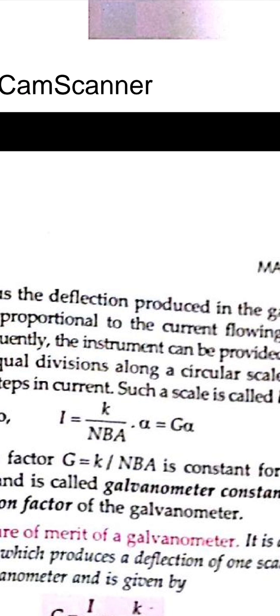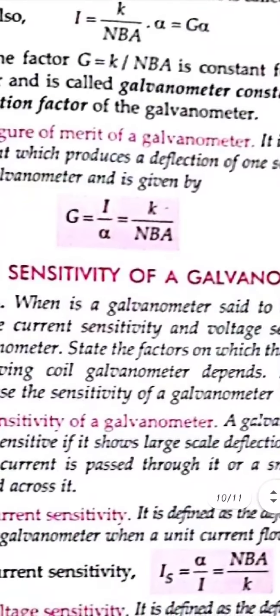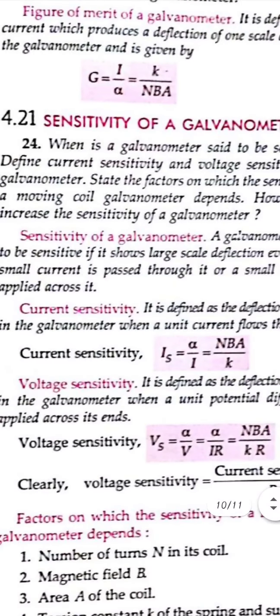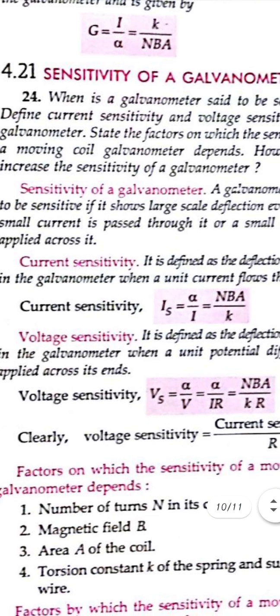Now we have seen that the galvanometer is a device used to measure small currents. It cannot measure heavy current because it is a sensitive device. So to calculate the sensitivity of the galvanometer, we say a galvanometer is sensitive if it shows a large scale deflection even when a small current flows through it.